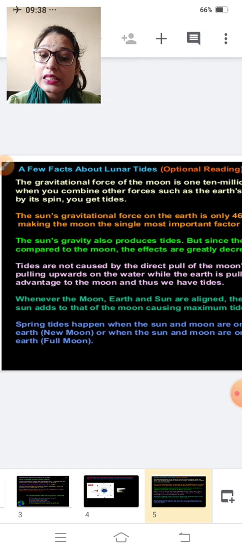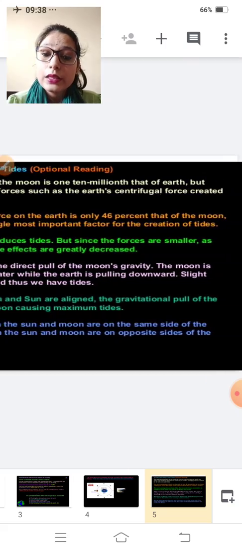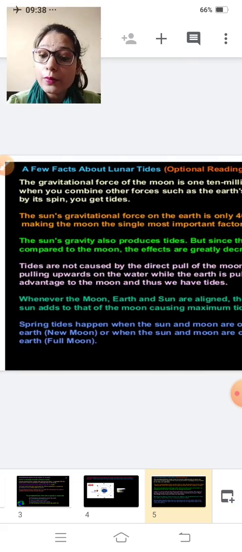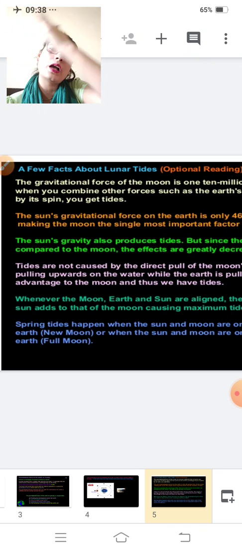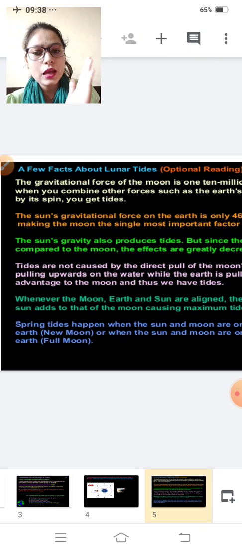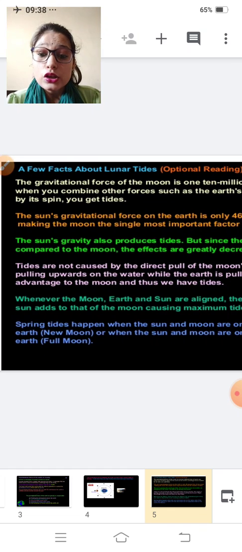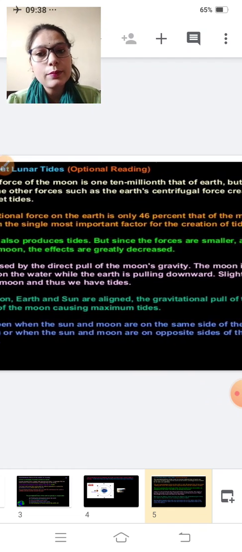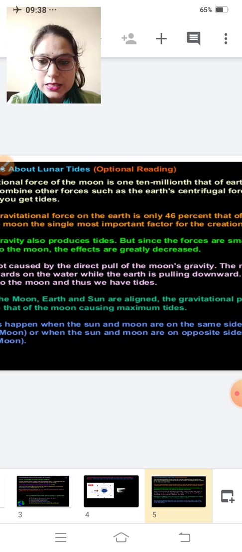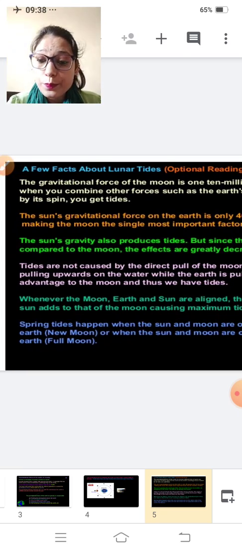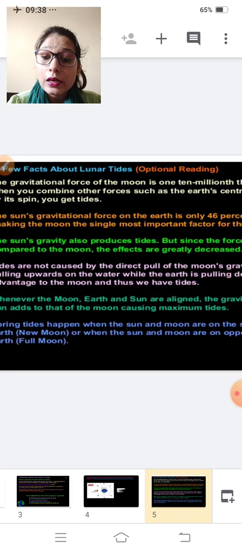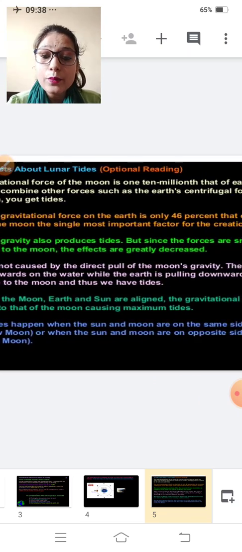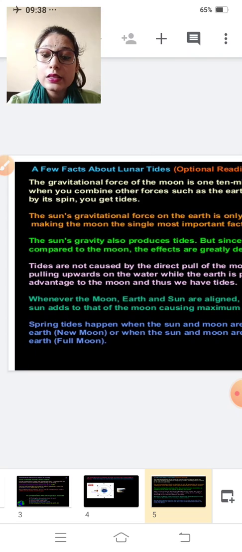Whenever the moon, earth and sun are aligned, that means in a straight line, the gravitational pull of the sun adds to the moon. Now, the sun is also upward. The gravitational force which comes from the sun is also combined with the moon's, causing maximum tides. That's why it causes maximum tides. Spring tides happen when the sun and moon are on the same side of the earth, or when the sun and the moon are on opposite sides of the earth, that is full moon.